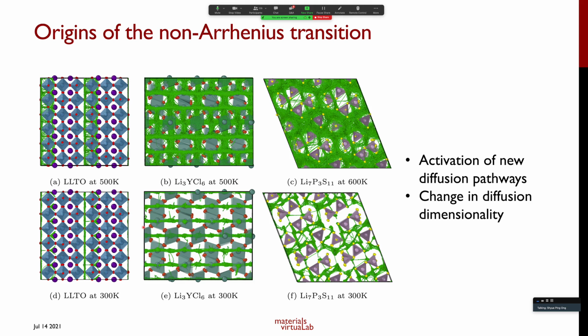Now, because we are able to do the simulations, we can look at what the origins of this non-Arrhenius transition are. And basically what we found was that in all three cases, what is happening at the transition is that you have activation of new diffusion pathways and also a change in the diffusion dimensionality, right? So as you go across the transition, you essentially activate different diffusion pathways, and you change, for example, the dimensionality of diffusion from either 1D or 2D to a 3D diffusion.